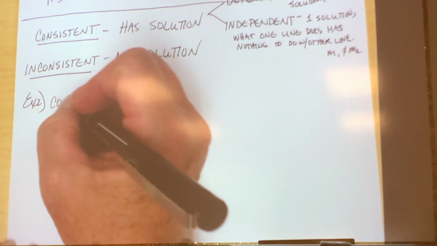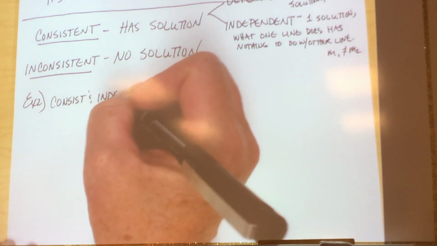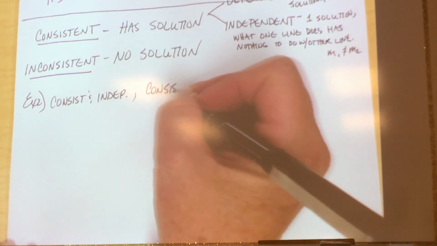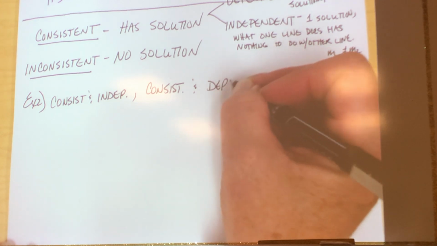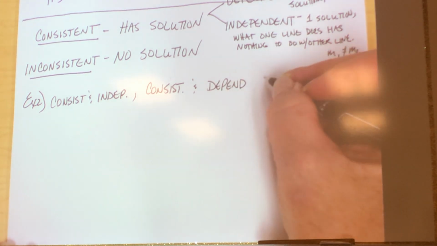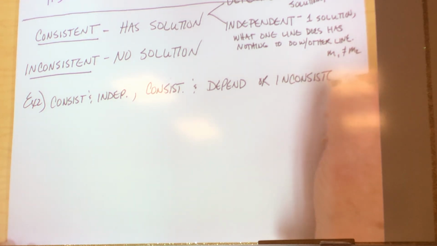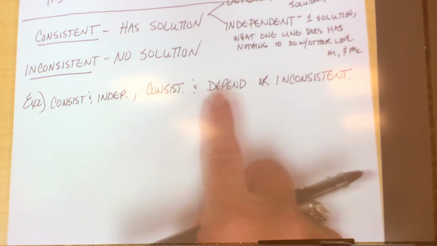So, consistent and independent. Consistent and dependent, or inconsistent. Okay? I'm going to give you a system, and I want to know which one of these it is.